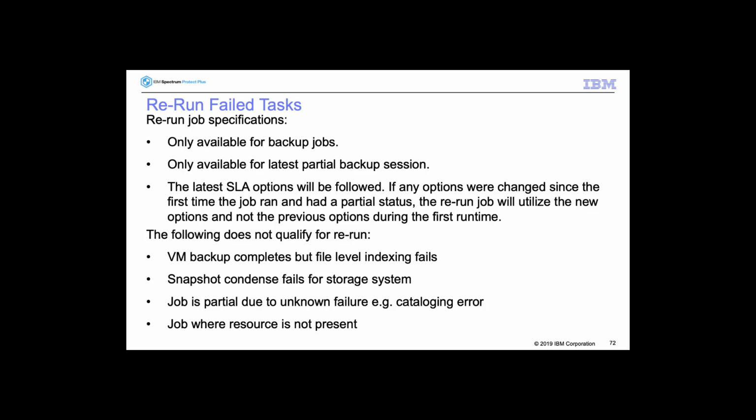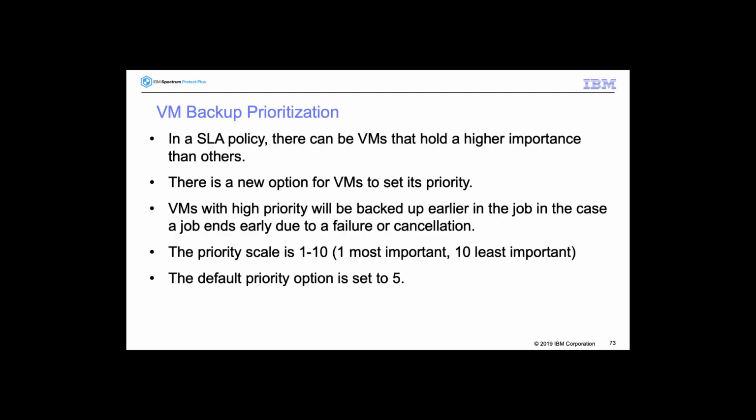You can't rerun file level indexing, only failed jobs. And there's a couple other options that you can't rerun: snapshot condense fails on a storage system, job partial due to an unknown failure or maybe a cataloging error, and a job where the resource is not present.